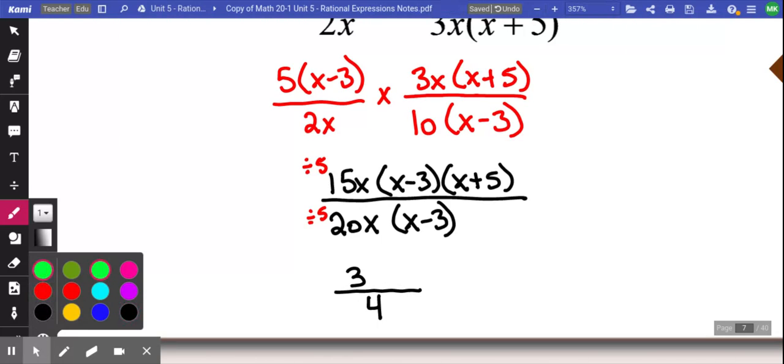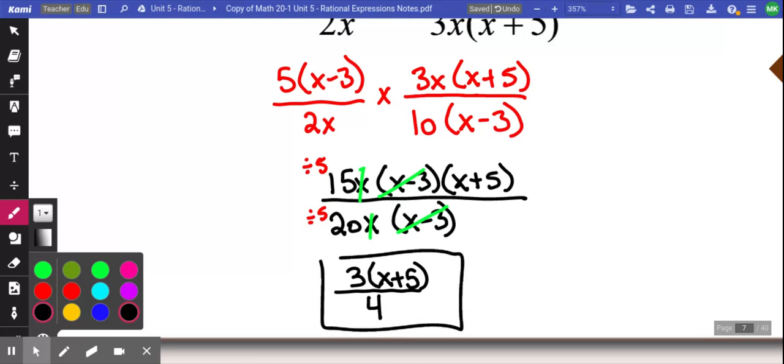The x's will cancel out in the monomials. The x minus 3's will cancel out. And the x plus 5 will be left over on the top. Again, I don't actually have to multiply it out. I just have to write it.